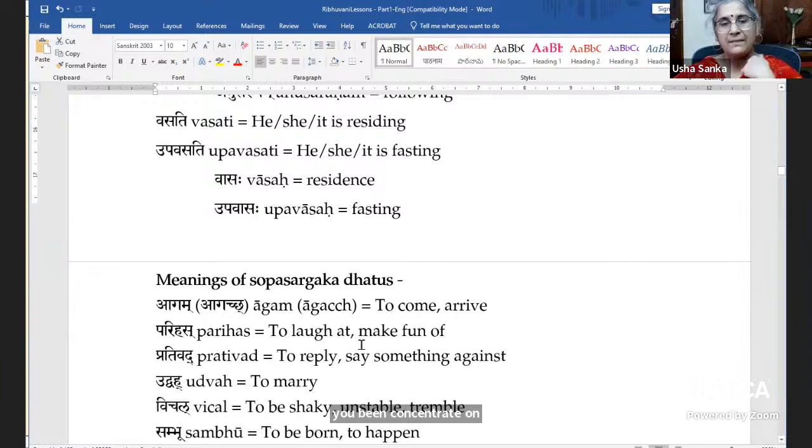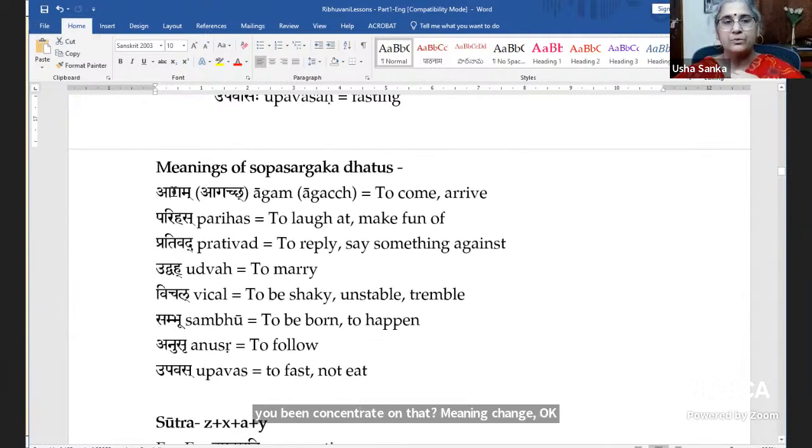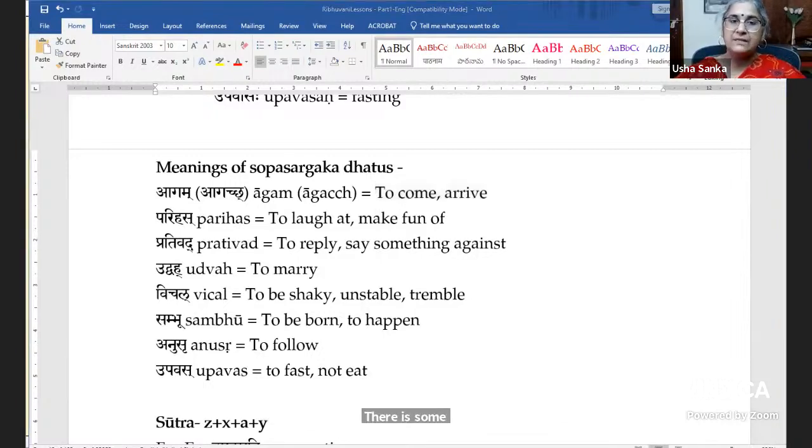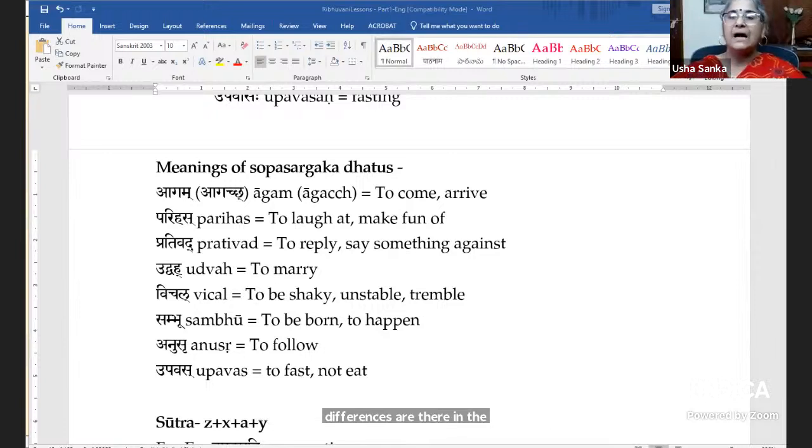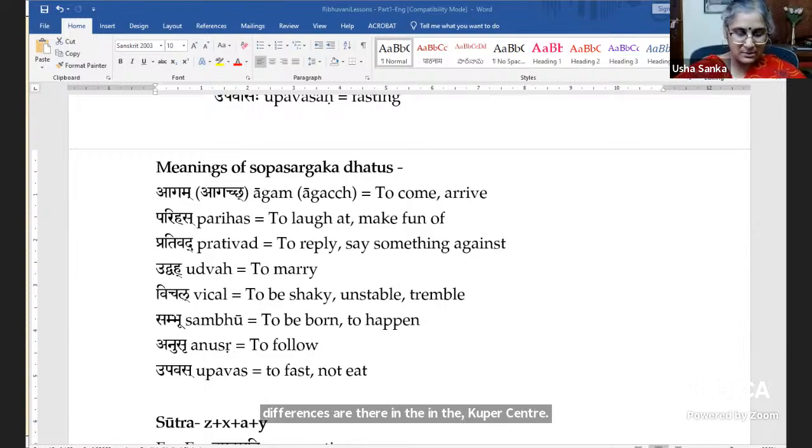So what happens is, we have seen that from gum it is different. Gum is to go, but agam is to come. So there is some difference. How many kinds of such differences are there in the upasarga added dhatus? Let us explore that.